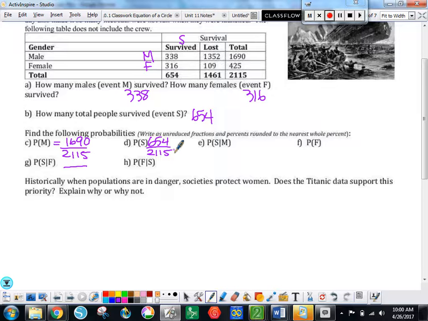No, yeah. But let's go back really quick and change this to a percent. So what percentage of the people on the ship were male? And then what percentage of the ship survived? 30? Yeah. Done.